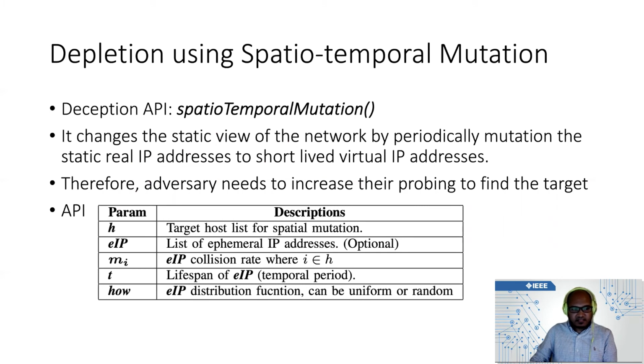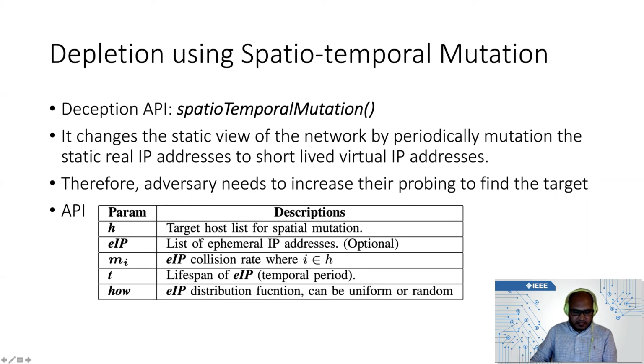The second case study is spatiotemporal mutation. The API name is spatiotemporal mutation. It changes the static view of the network by periodically mutating the static real IP addresses to short-lived virtual IP addresses. Therefore, the adversary needs to increase their probing to find the real target.